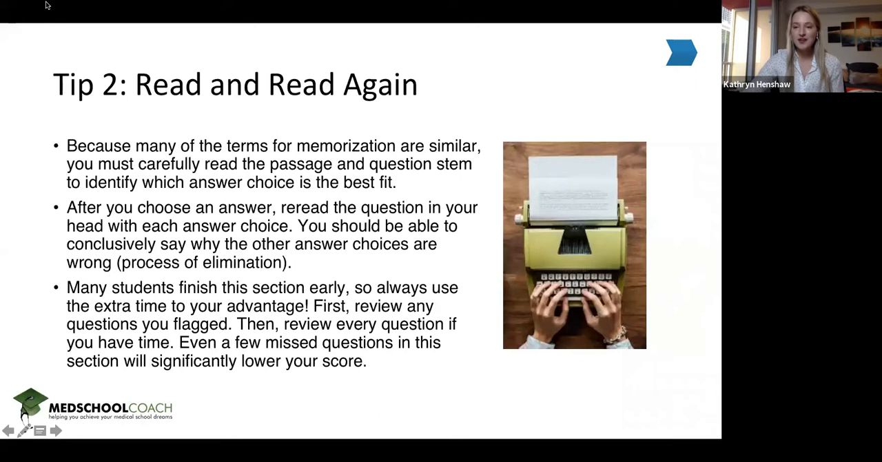And I want you to use the extra time to your advantage. If you are one of those people who finish early, definitely take the time to first go back to the questions that you flagged and reread those, reread the passages, and make sure you're getting them right. And then go back and actually go through the whole exam one more time. Make sure you read every question correctly and reread your answer and your question out loud.